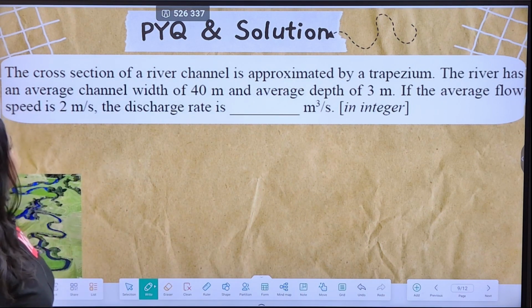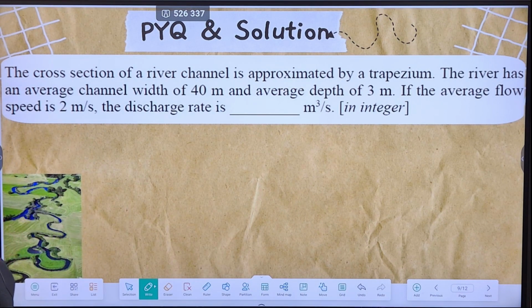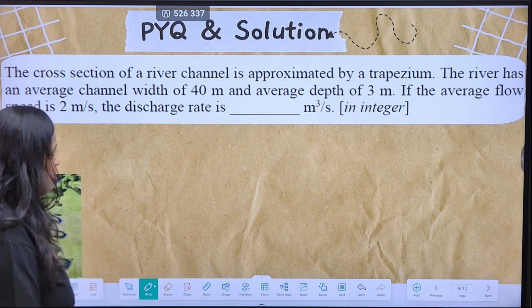The cross section of a river channel is approximated by a trapezium. The river has an average channel width of 40 meter and the average depth of 3 meter. If the average flow speed is 2 meter per second, calculate the discharge.